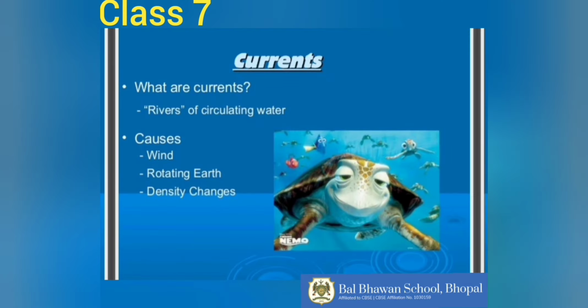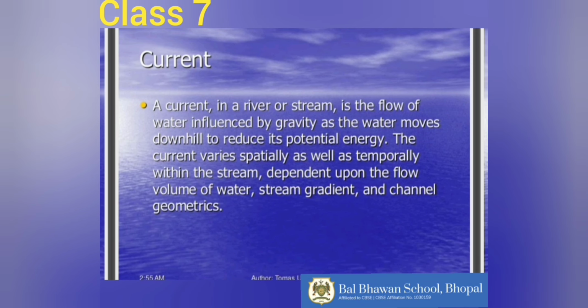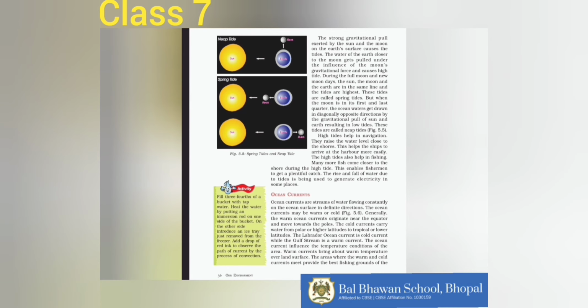Now let us discuss ocean currents. Ocean water moves from one part of the ocean to another. The movement of ocean water in the form of a stream in a definite direction on the ocean surface is called an ocean current. Ocean currents are like rivers in the sea. The movement of currents is visible on the ocean surface.